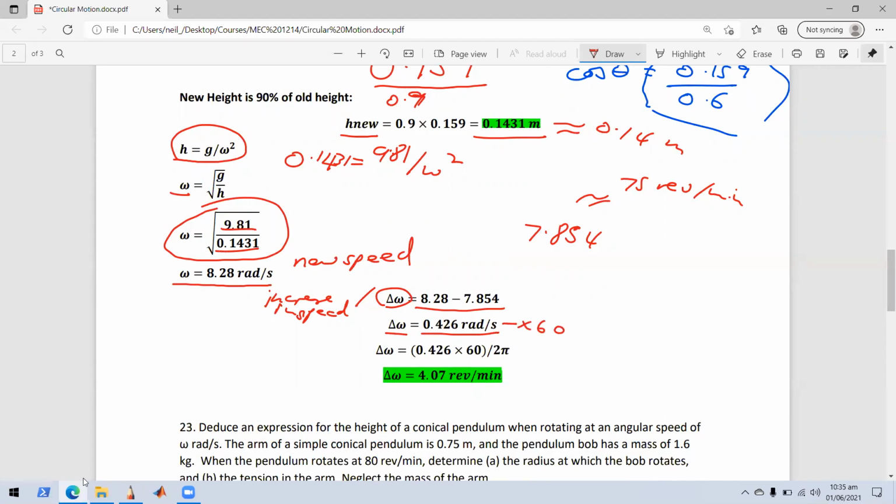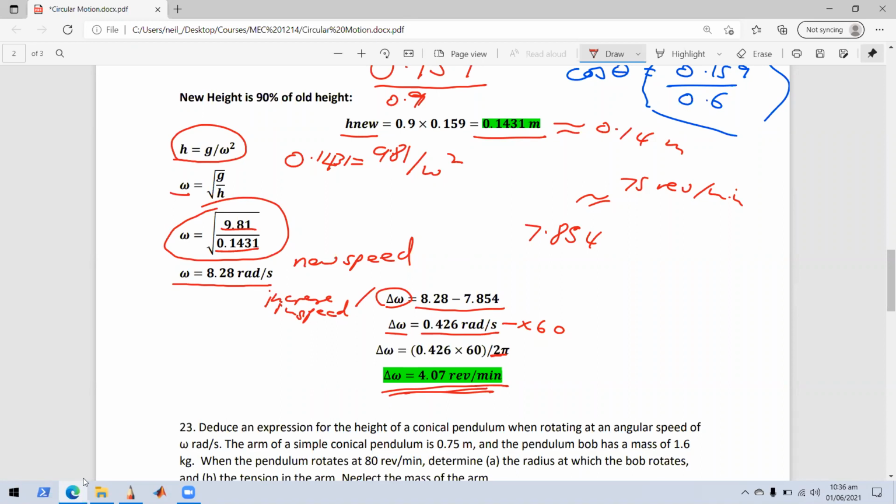That's the revolutions. Every 2 pi radians is 1 revolution. So we divide by 2 pi and multiply by 60. The opposite of what we do to convert revs per minute to rads per second. After converting, we should get the increasing speed is equal to 4.07 revs per minute. Okay, good. Now, any questions on this?